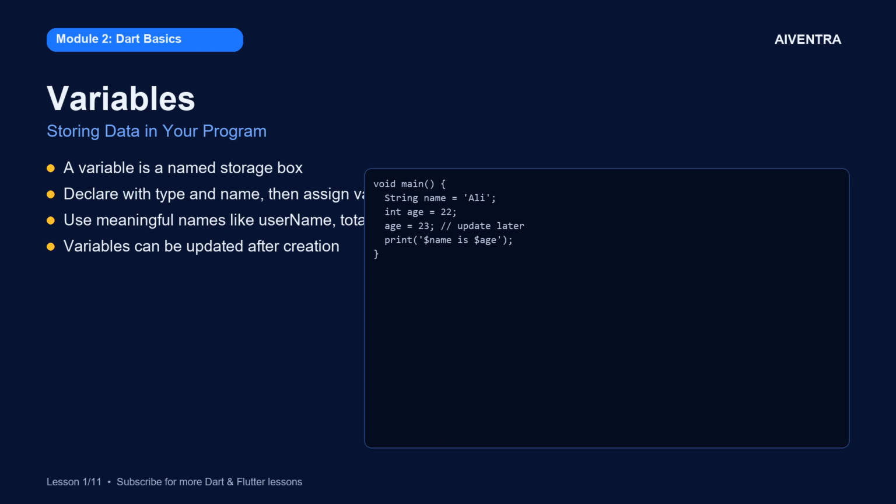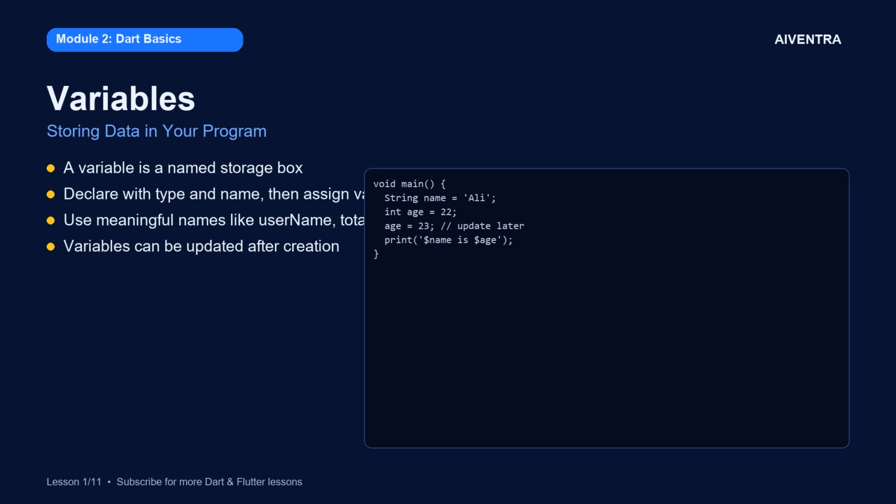In Dart, you create a variable by writing the type first, then the name, then an equals sign, and finally the value. For example, String name = "ollie". Here, String tells Dart that this variable will hold text. The name of the variable is name, and the value stored inside is ollie. Another example is int age = 22. The type int means a whole number, and age holds the value 22. Once a variable exists, you can read it, print it, or use it in calculations.